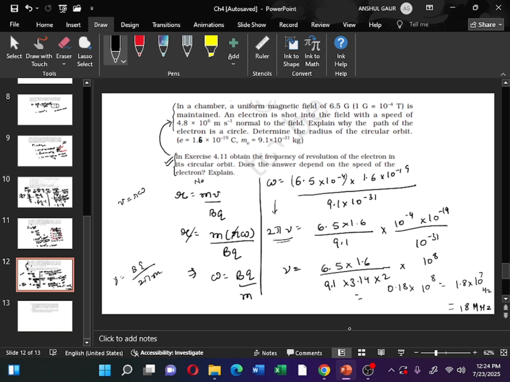Now putting the respective values, cross multiplying this 2 pi here, we get this value as 1.8 into 10 to the power 7 hertz, or we can say it as 18 megahertz. So this is the frequency of revolution of the electron. So this is the answer.